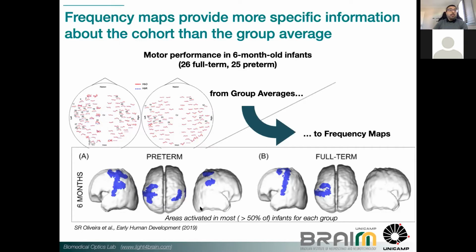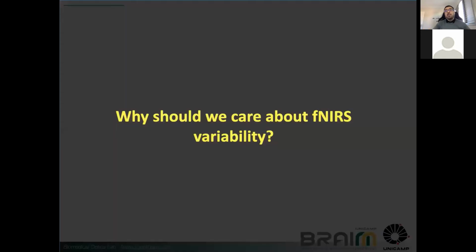And the reason there is a lot of change is that if every individual was the same as the group, the frequency map would match the group average. But because they are not the same, we have a lot of variability in the data, and we can arrive at different conclusions depending on which maps we see or how we derive them, right? So this is all related to fNIRS variability, and that's one reason per se why we should care about fNIRS variability, right? But there are more reasons why we should care about variability in fNIRS.